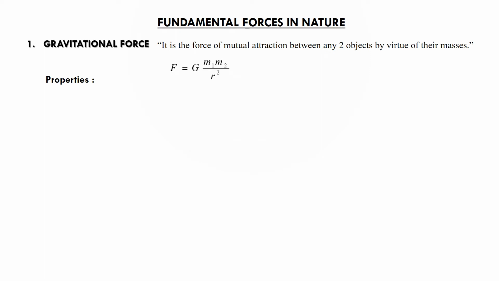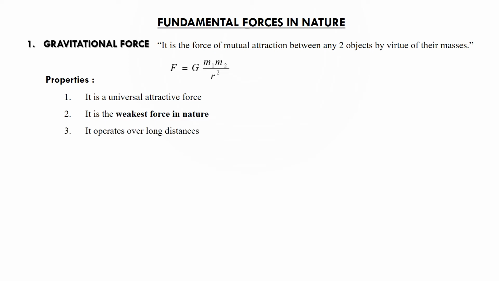We will study a few properties of the gravitational force. The first one is that it is a universal attractive force. That means no matter where the two objects are, the force is always attractive in nature. It is the weakest force in nature as compared to the other forces we will study. It operates over long distances. That's why the sun attracts our earth, the earth revolves around the sun, and all other planets in the solar system are bound by the sun because of the gravitational force.